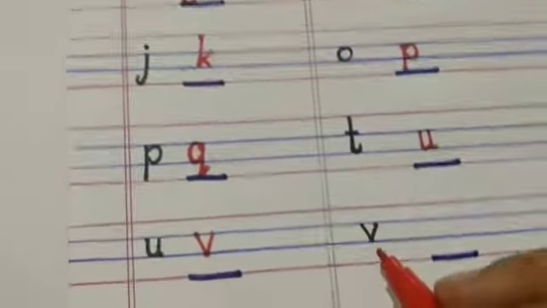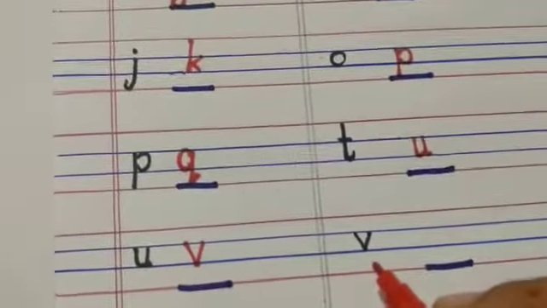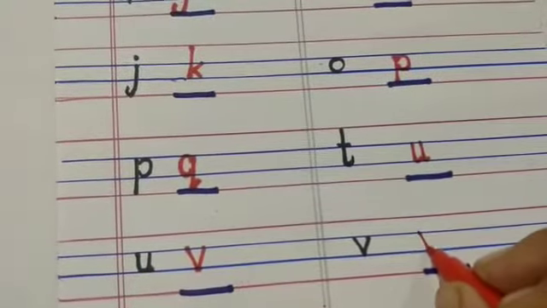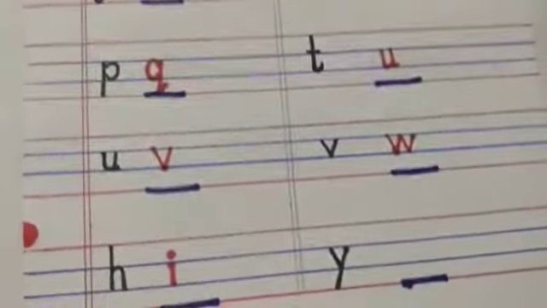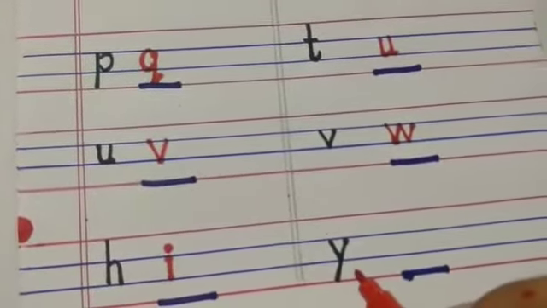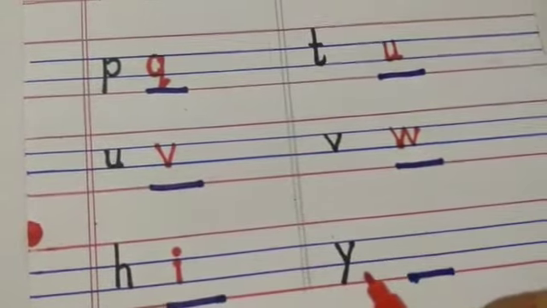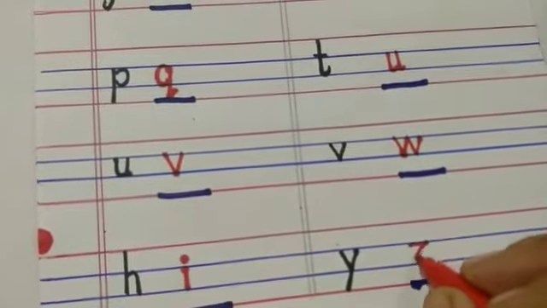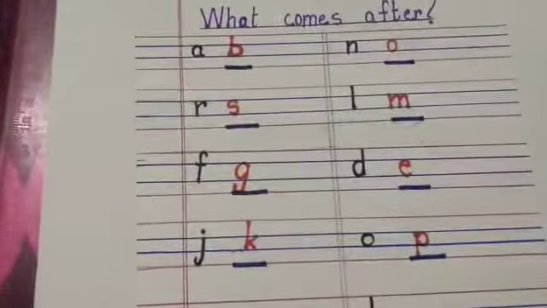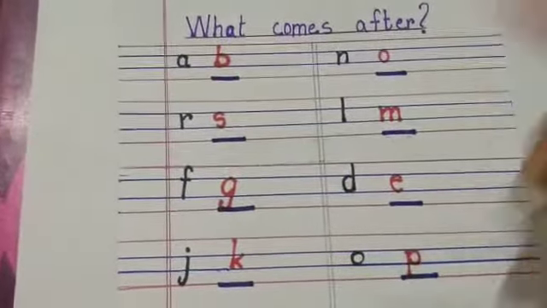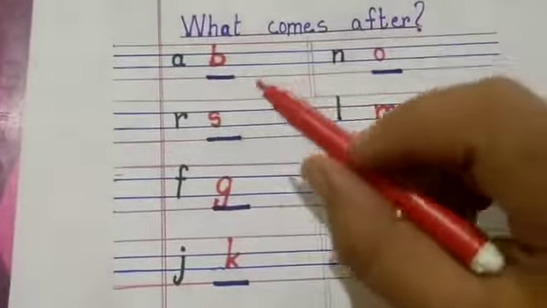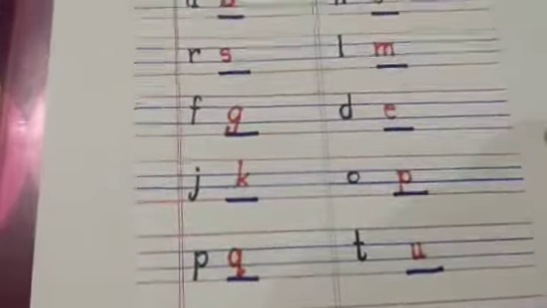Which letter is this? Small v. What comes after v? W. Which letter is this? Y. Can you tell me small y? What comes after y? Z. Okay, these are the letters which come after these small letters. What comes after these small letters? You will learn and you will practice in your home. Okay, children?